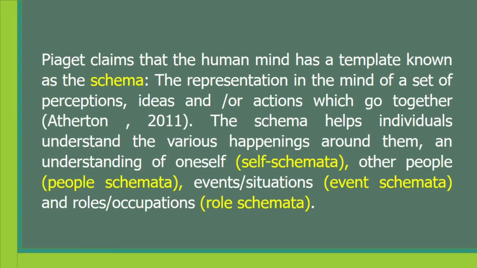Piaget claims that a human mind has a template known as the schema, the representation in the mind of a set of perceptions, ideas, and or actions which go together. The schema helps individuals understand the various happenings around them: an understanding of oneself, that's self schemata; other people, people schemata; events or situations, event schemata; and roles or occupations, role schemata.